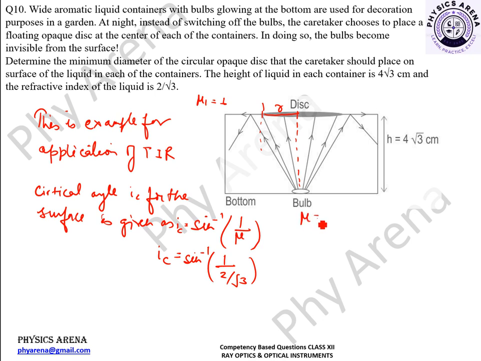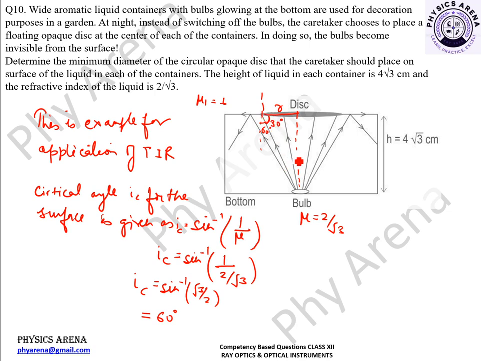So mu is given to us as 2 by root 3. It is given in the question. Now iC is equal to sine inverse of root 3 by 2, and that will be equal to 60 degree. It means this angle for minimum R has to be 60. And now if this is 60, I can conclude that this angle is 30 degree, because this is the normal. If this angle iC is 60, then this one is 30 degree.